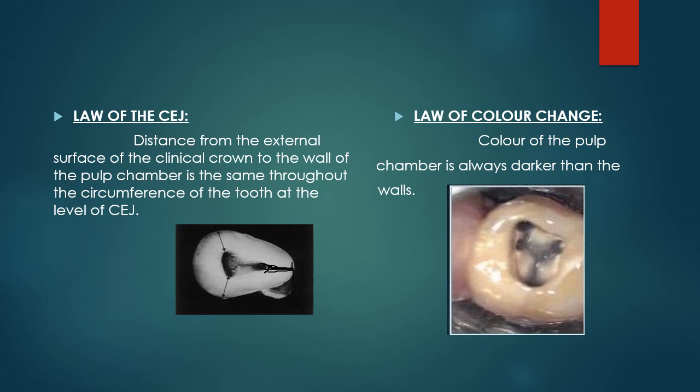Coming to the law of color change, the color of the pulp chamber is usually darker than the walls. Here you can see in the image that the color of the pulp chamber is darker when compared to that of the walls, right? And hence we can identify the canal orifices.